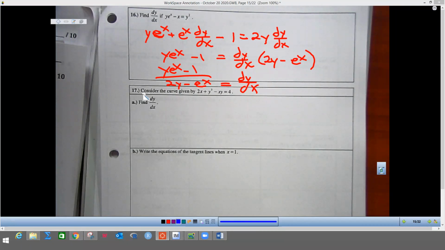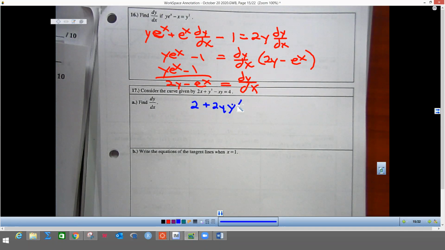Okay, so practice test number 17 says we want to find dy/dx for this, so we have to do the derivative of this problem. The derivative of 2x is 2. The derivative of y squared will be 2y dy/dx. You know what? I'm going to write y prime because I have quite a few to do here. That means the same as dy/dx.